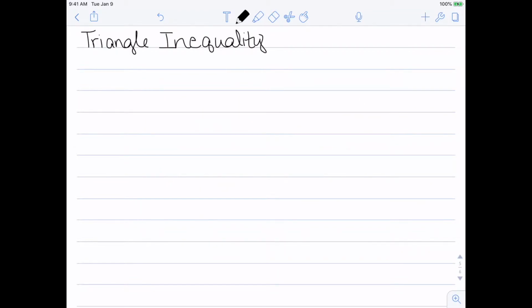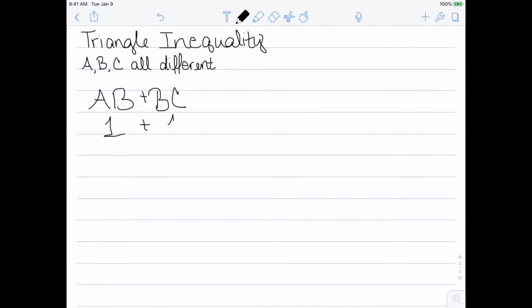So what about the triangle inequality? Is it true that the triangle inequality holds in this space? I did call it a metric space, so it makes sense that it would hold, but we do need to check. Let's start by saying that A, B, and C are all different. In that case, the distance from A to B plus the distance from B to C is going to be 1 plus 1. And then the distance from A to C is also going to be 1. So the first one does hold. If they're all different, it will hold.